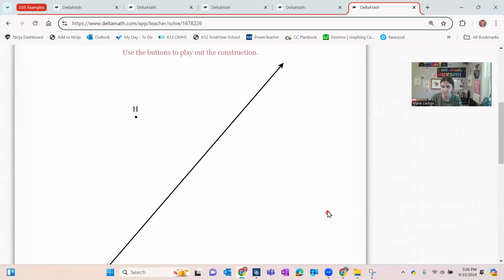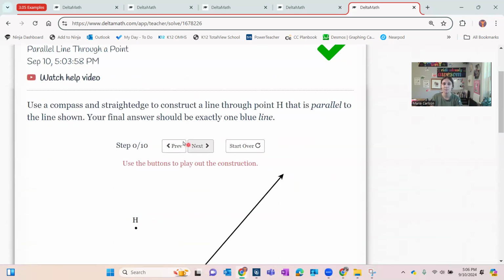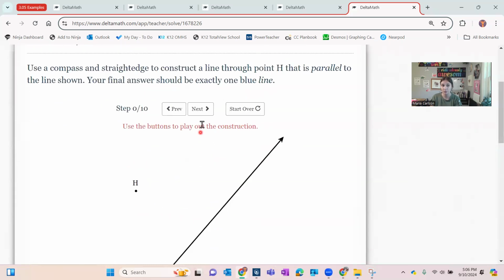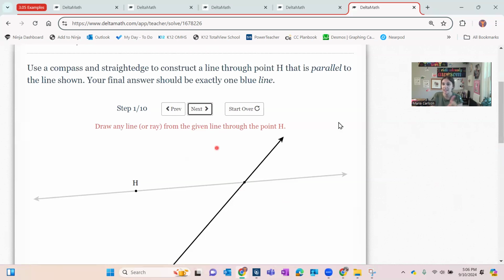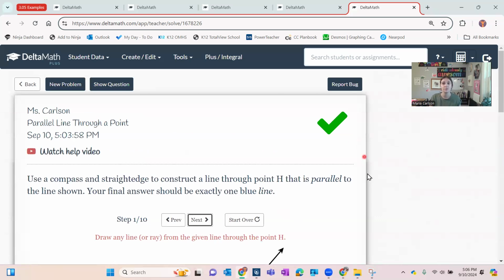Please practice this. Perhaps once you have it written down, write down the steps. Maybe these steps that they have will help you. Write down step 1, draw any line or ray from given point through point H. This takes practice. It takes time to learn. So don't feel discouraged if you don't get it right away. I promise you it takes time.